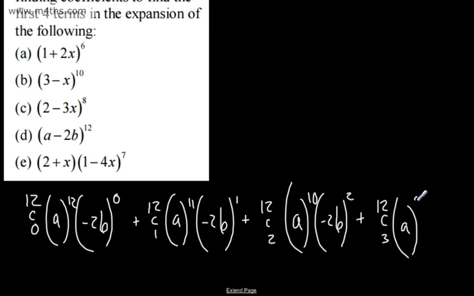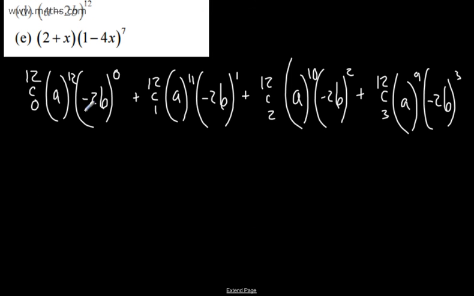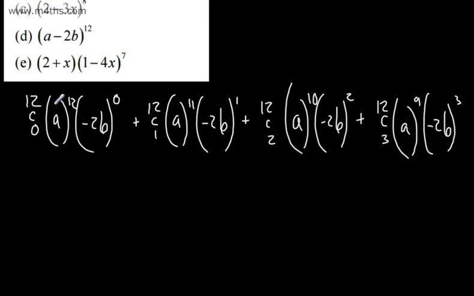and then we'll have a to the power of 9, negative 2b to the power of 3. They're the first 4 terms. I think the examiner would be very harsh to expect us to go ahead and expand all 12 terms. It'd be a bit of a waste of time.